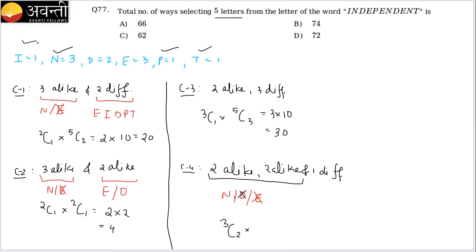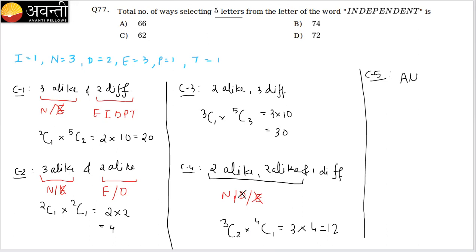So total, out of these 4 I have to select 1. So 4C1, this is basically 3 into 4, which is equal to 12. And the last and final case, case number 5, is the easiest, which is all different.